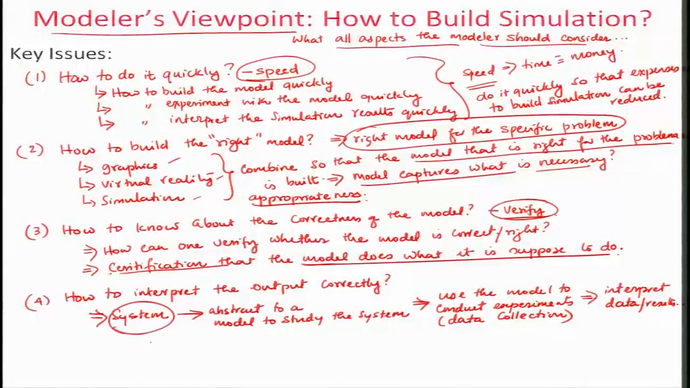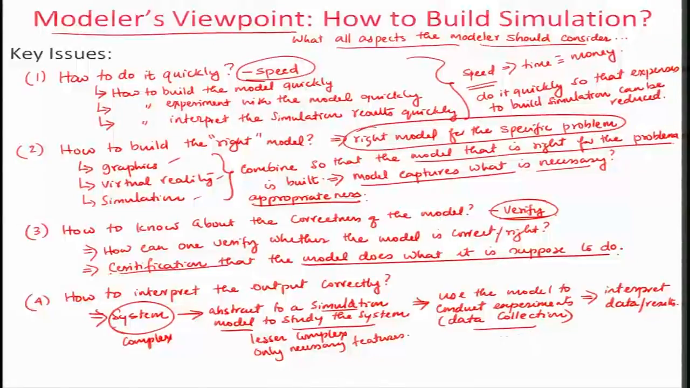So, you have a system, a complex thing. From here you abstract into a simulation model so that you can study the system. So, this is less complex, with only the necessary features. Only whatever is necessary to be studied is abstracted to a model. Using the model you conduct experiments, where the model gives the output, or the expected behavior of the system.